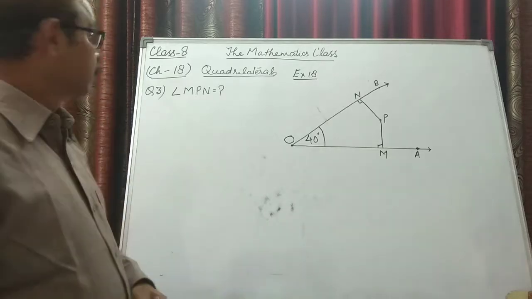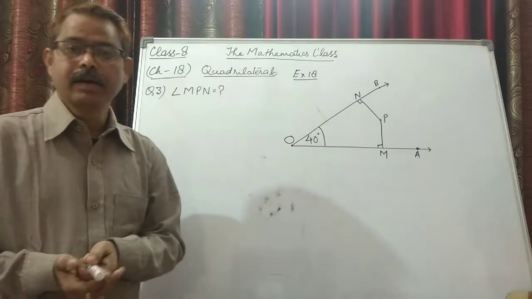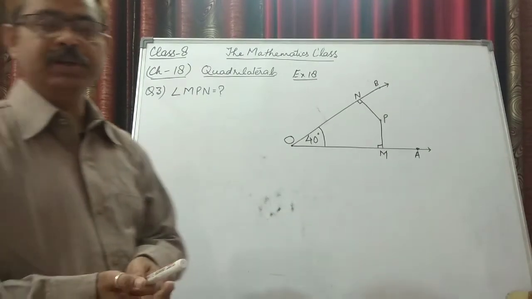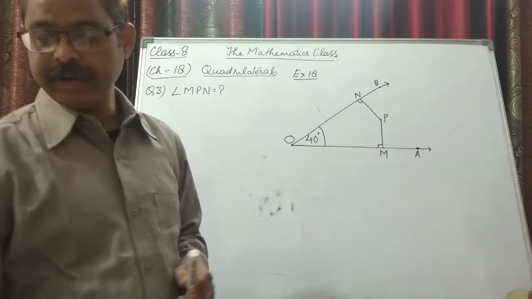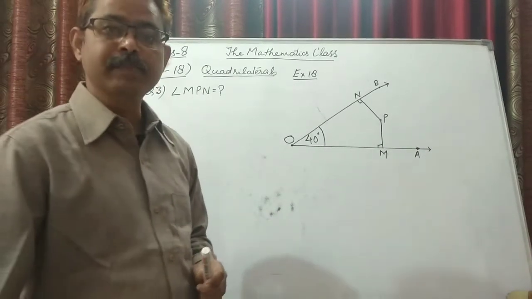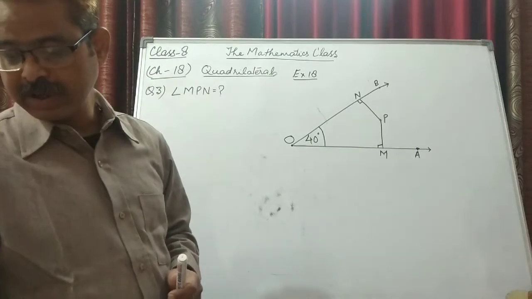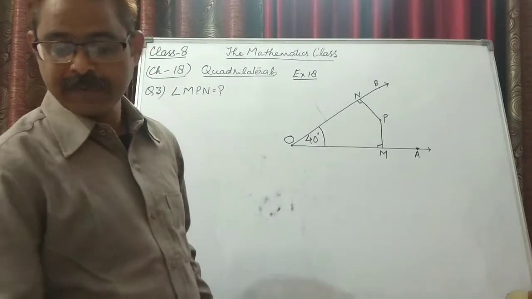Mathematics class. This class is for class 8 and in continuation to the previous class of quadrilaterals, that is chapter number 18, and the book we are following is Mathematics Today by O.P. Malhotra, S.K. Gupta and Anubhuti Ganjal.